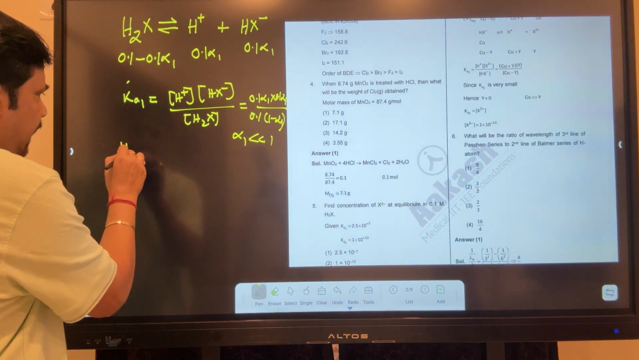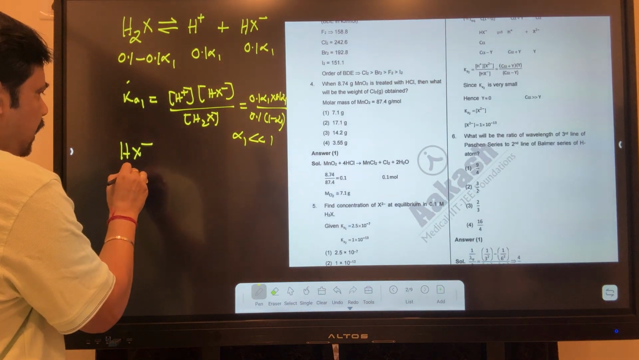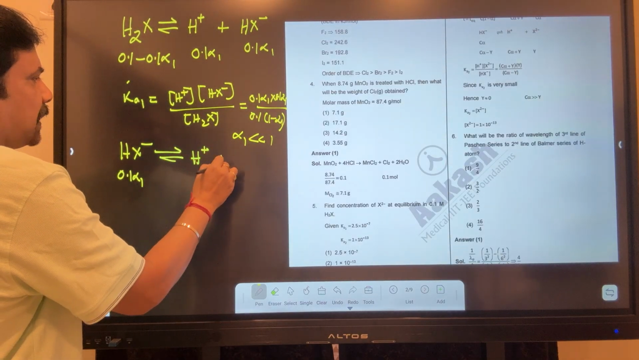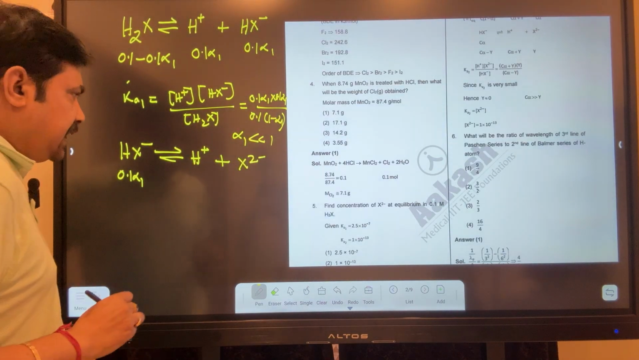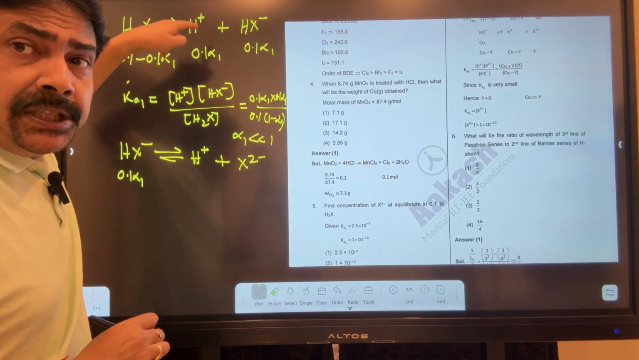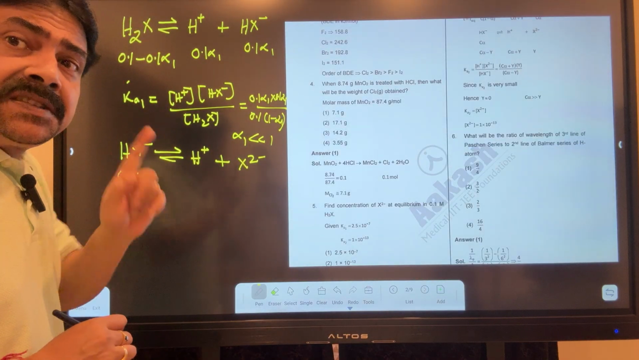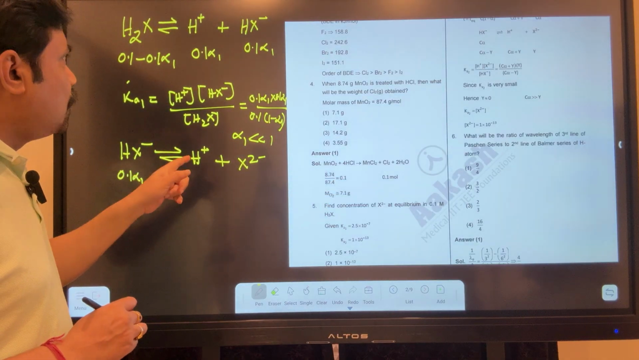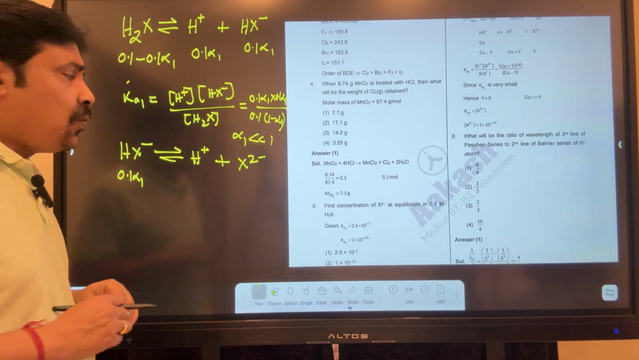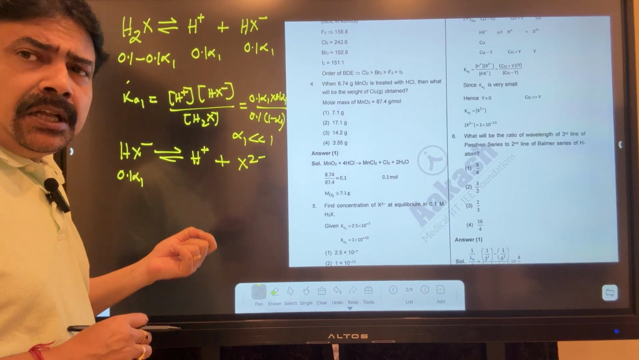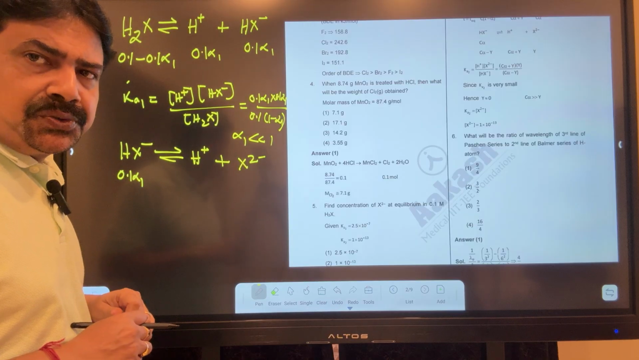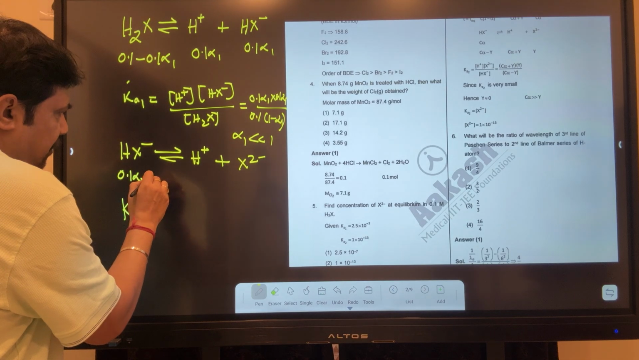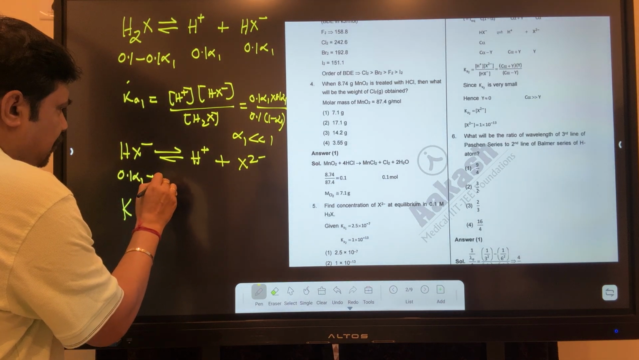Next step, this HX minus, which is 0.1 alpha 1, will undergo dissociation. Point is clear? H plus and X2 minus. And the H plus from the first stage will be the common ion for the second stage. That's why the second dissociation will be further retarded due to the common ion effect. That's why in the second dissociation, whatever H plus is produced will be negligible compared to the H plus from the first dissociation. So Ka2 will be equal to, here if I say the degree of dissociation is alpha 2, then how much will dissociate?